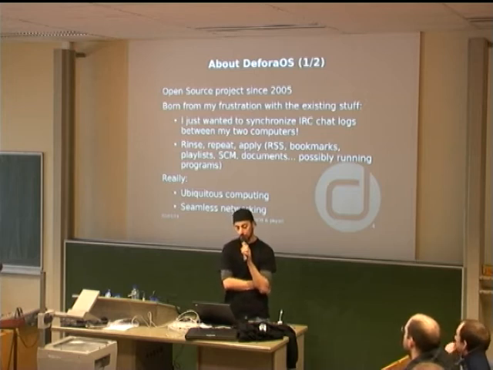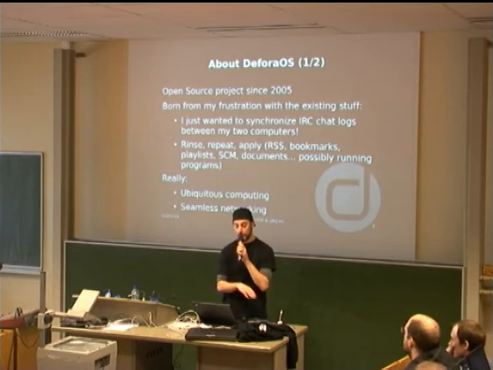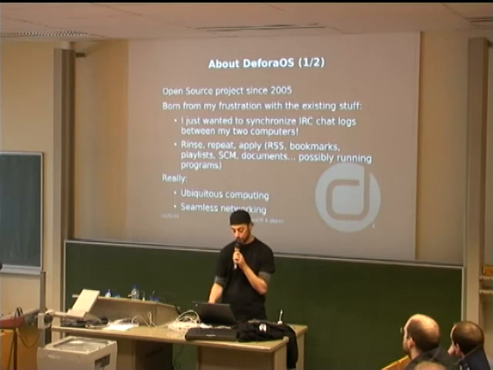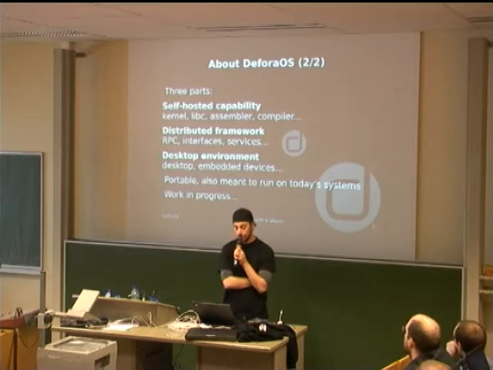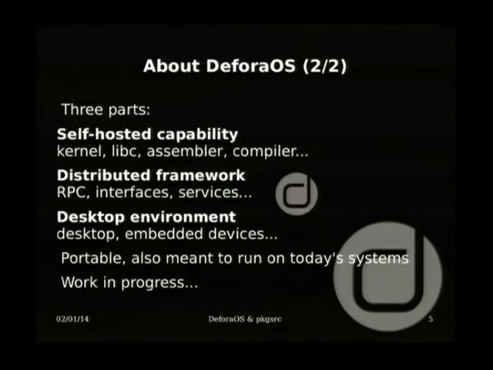So really it's about ubiquitous computing and seamless networking. So you just have your device, you have a pool of devices, and you have all of your data that's shared across, and potentially your applications can even migrate from one device to the other. But anyway, this is not exactly what I'm going to show right now. So the system as a whole is therefore made of 3 different parts. There is the distributed framework, which I just mentioned, which is here in the second item. I have a self-hosted capability to some extent.